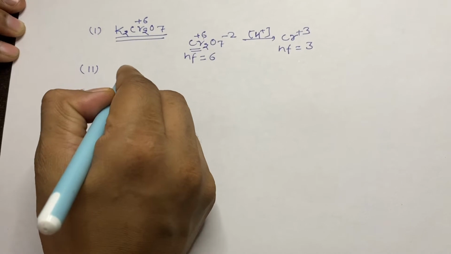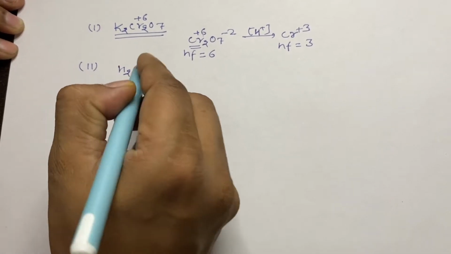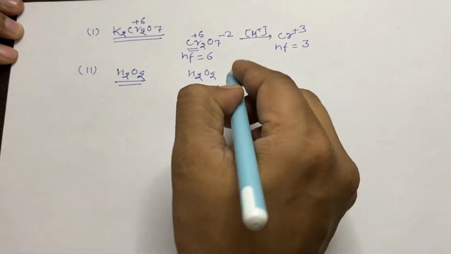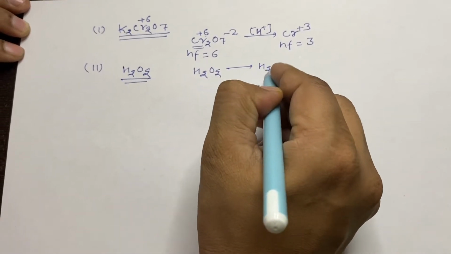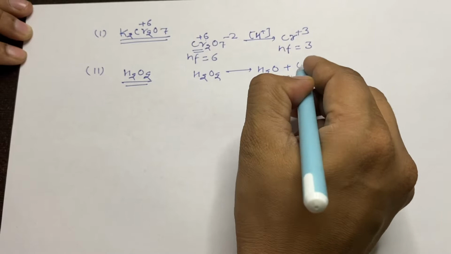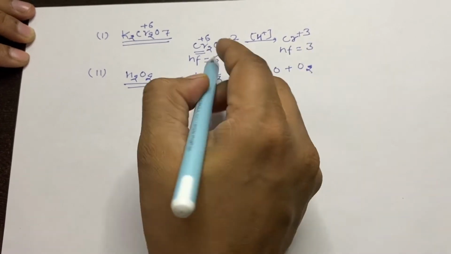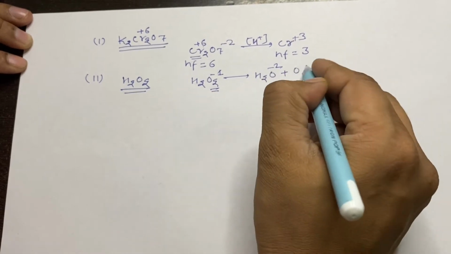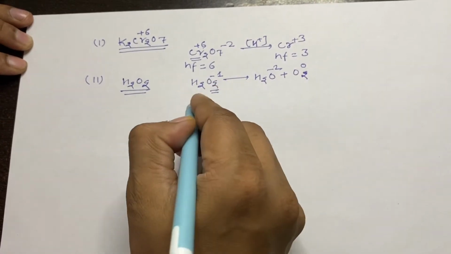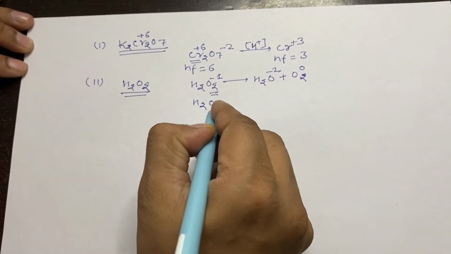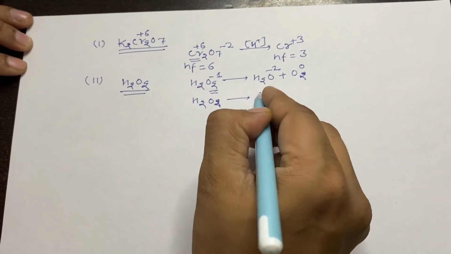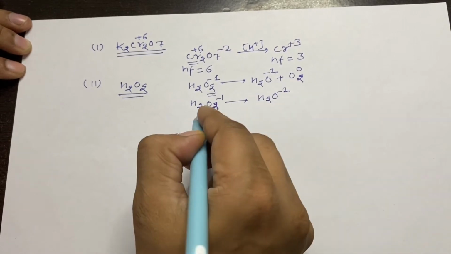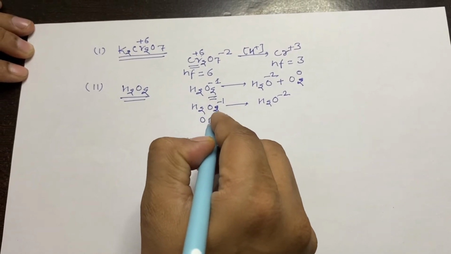Next one is H2O2. H2O2 converts into H2O plus O2. So we can say that the oxidation number of oxygen is changing from -1 to -2 and 0. When H2O2 converts into H2O, it is showing a decrease in oxidation number, so it is acting as an oxidizing agent.